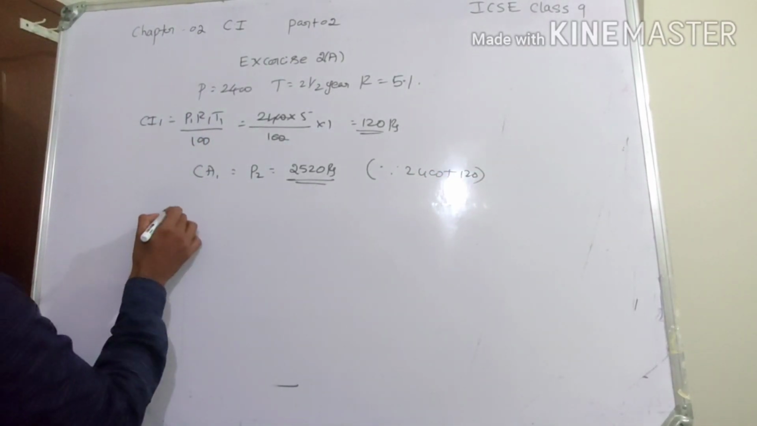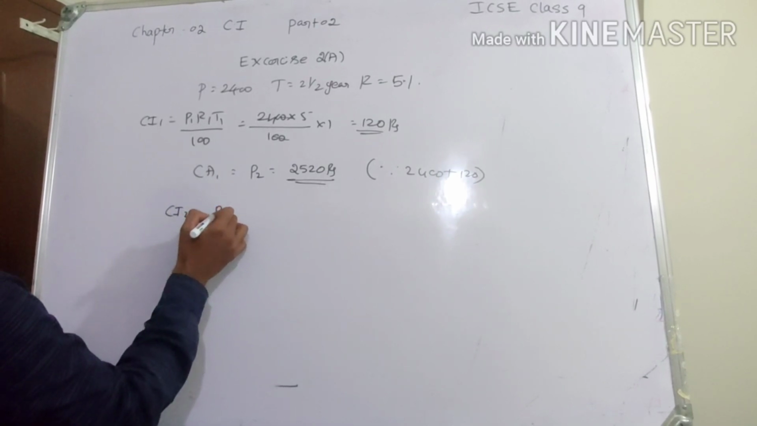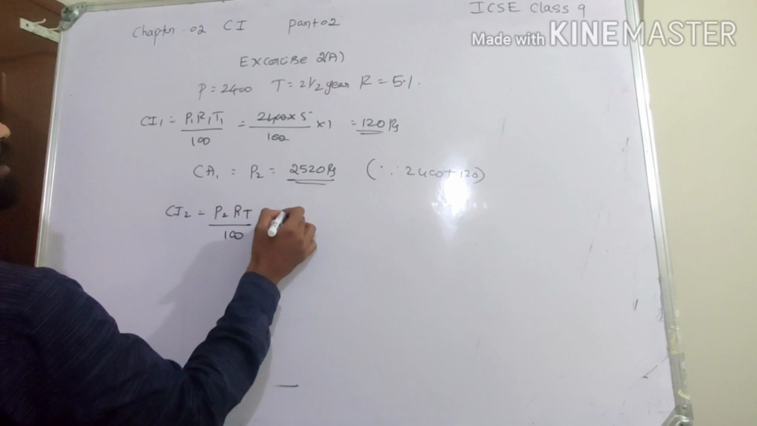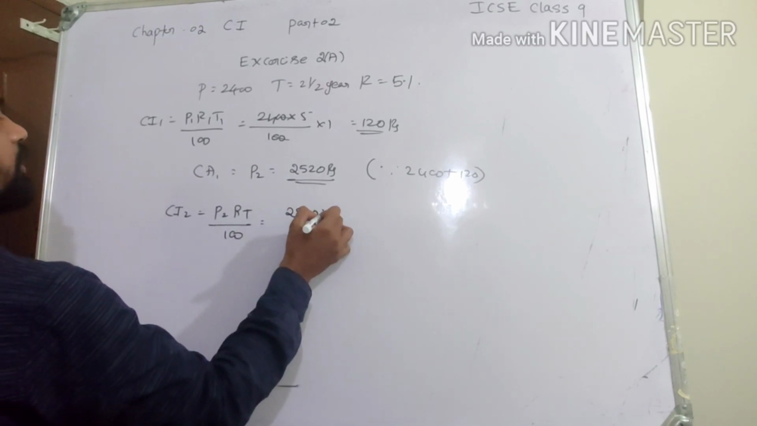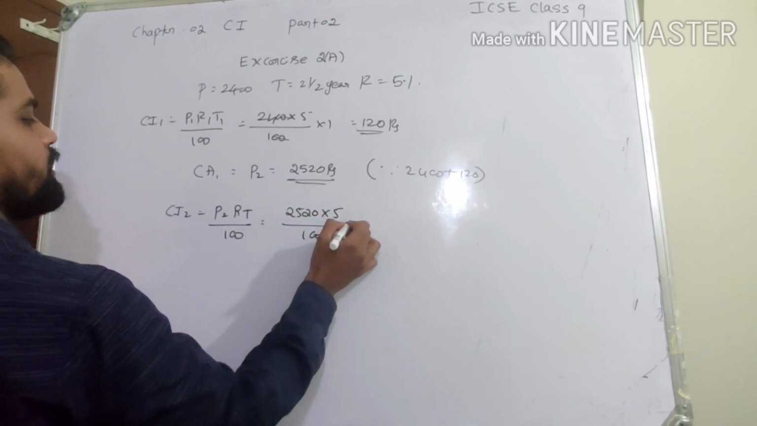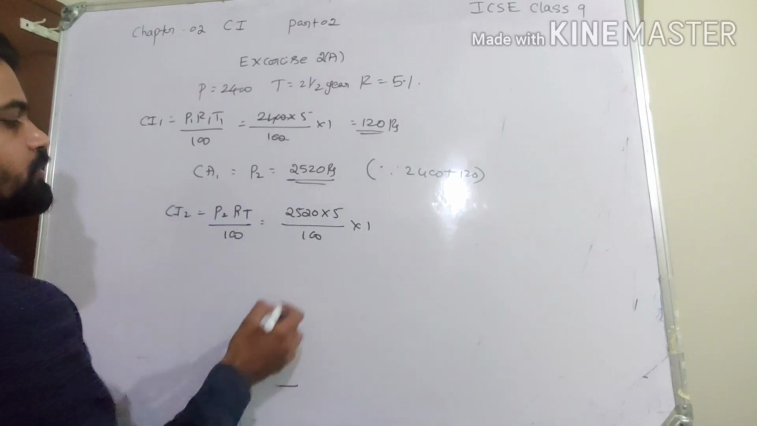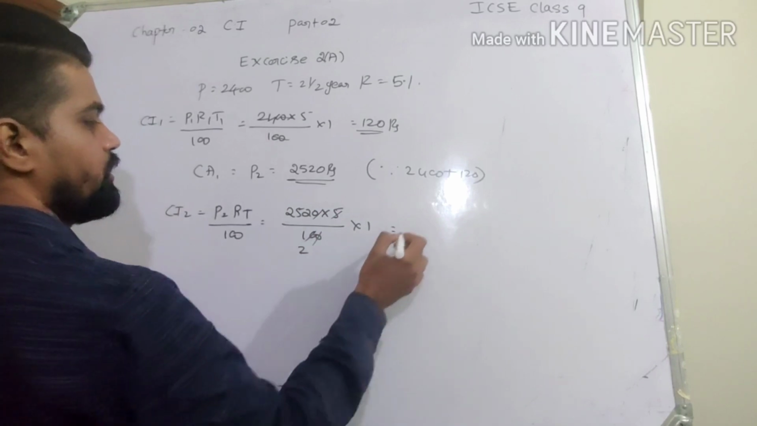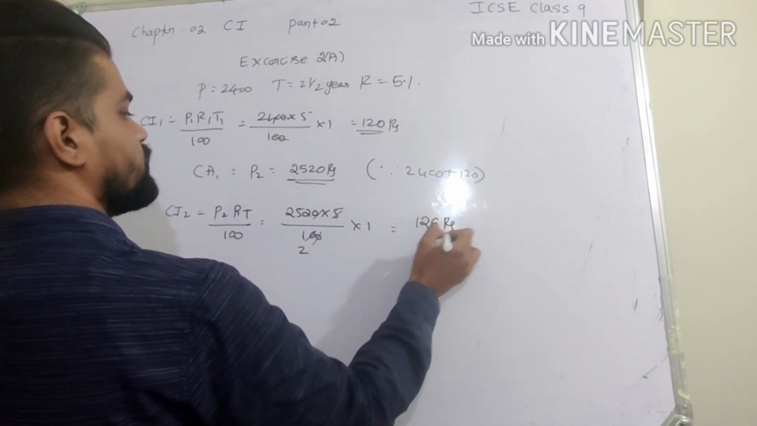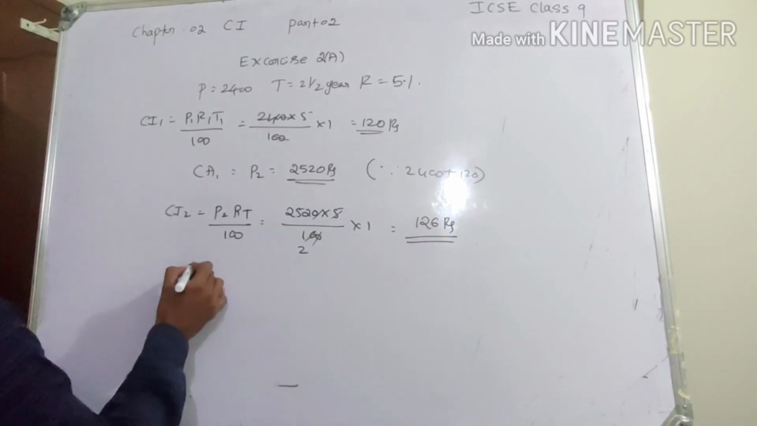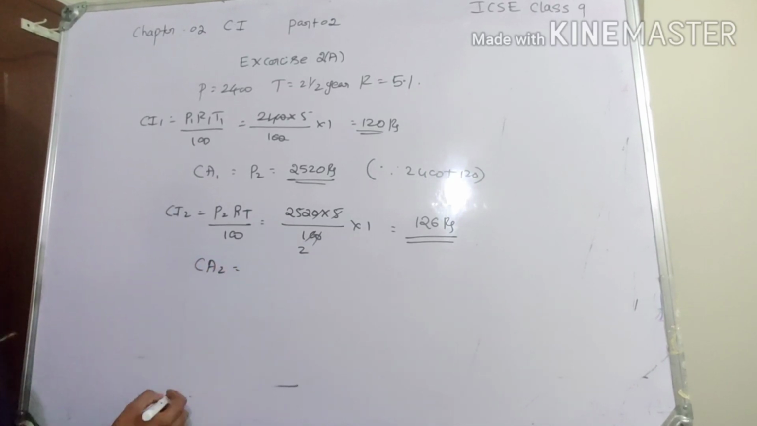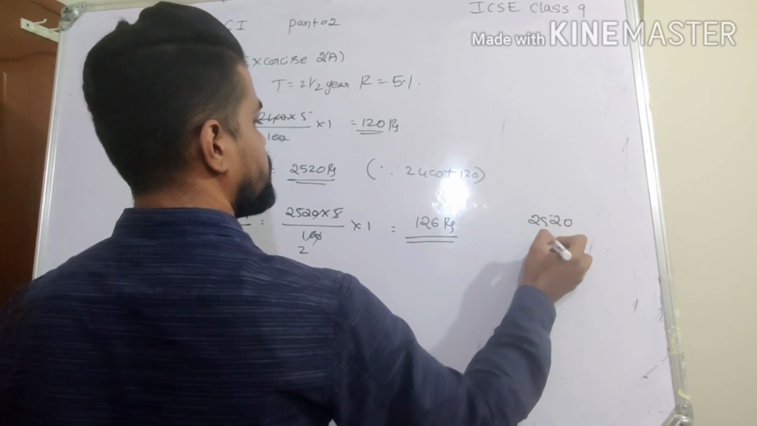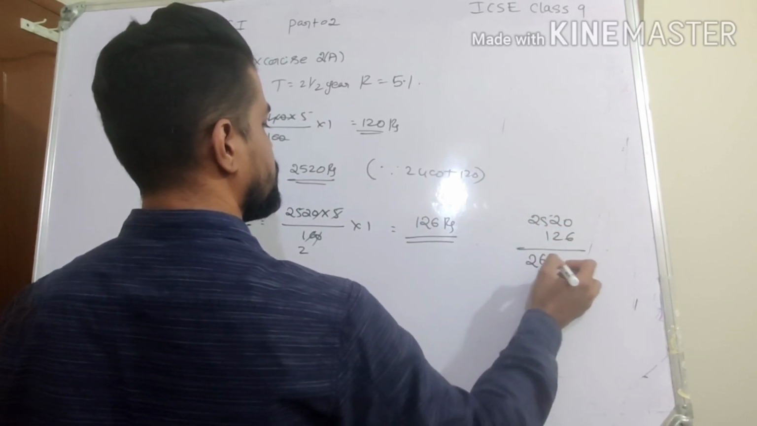Okay. So now compound interest for the second year will be P2 R T by 100, which is again 2520 into 5 by 100 into 1. So 0 0 cancels, 5 1s are, 5 2s are. We should divide this by 2. We get 126 rupees. The compound amount for the second year will be 2520 plus 126, which is 2646.